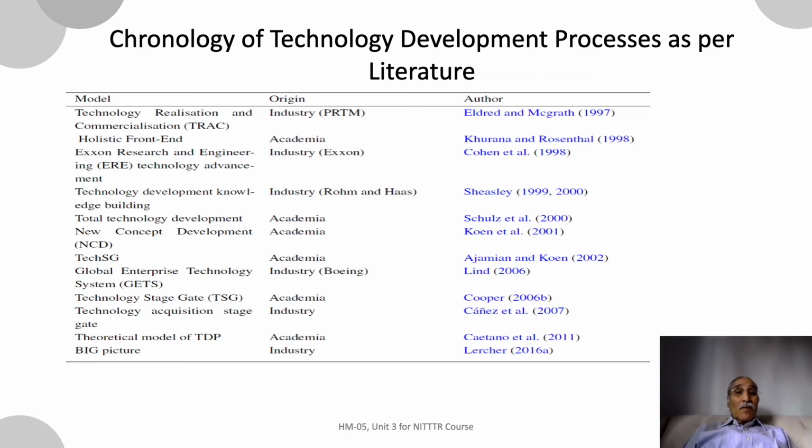So this is basically what starts technological development, and starting from the early 20th century and going right up to the beginning of the 21st century, we have various models that have been created, but we are going to list out here only 12 models: the technology realization and commercial model, holistic front-end model, Axon research model, technology development knowledge building, total technology development model, new concept development model, technology search gate, global enterprise technology system, technology stage gate, technology acquisition stage, theoretical model of technology development process, and big industry. So we are trying to talk in terms of these different development models.